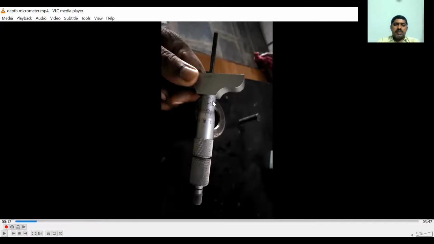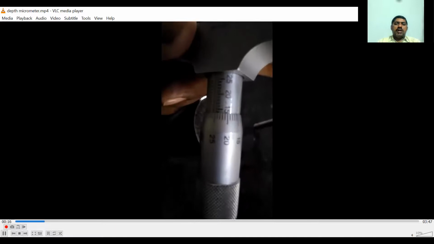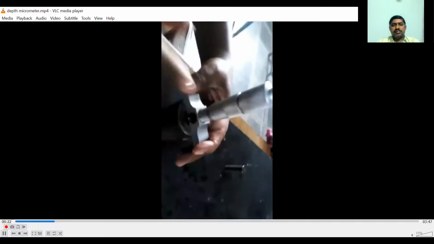Okay, but in this depth micrometer, the divisions are calibrated in the reverse direction. So in the outside micrometer, we found it is 0 at the start, and at the end we found 25. But here the start is 25 and the end is 0. Now we will place the measuring rod inside the ring gauge. So this is the locking nut.